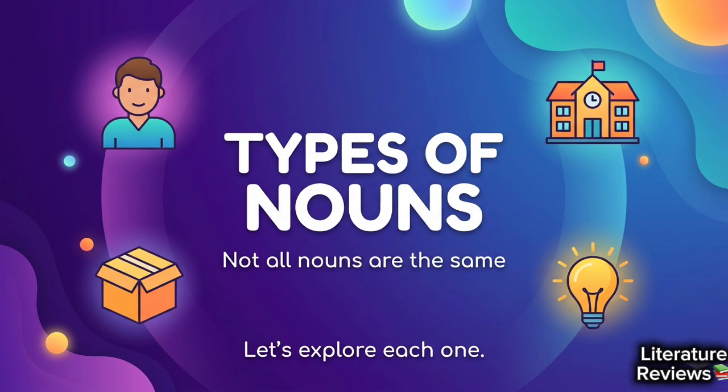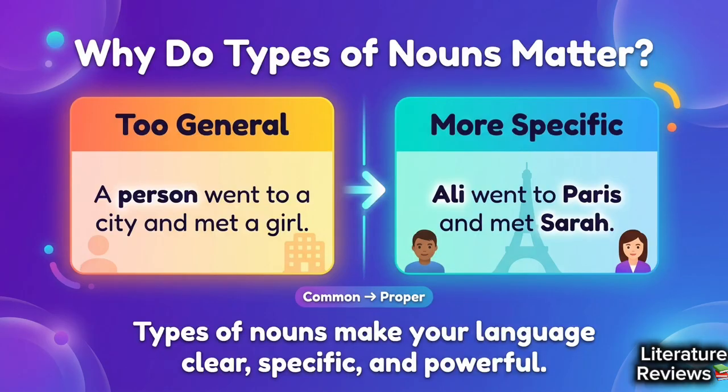Now that we know what nouns are, let's take it one step further. Not all nouns are the same, they have different types. And once you understand them, your English becomes much stronger. When we don't use noun types, our sentences sound vague and unclear. But when we choose the right type, everything becomes more specific. That's why learning noun types makes your language powerful.